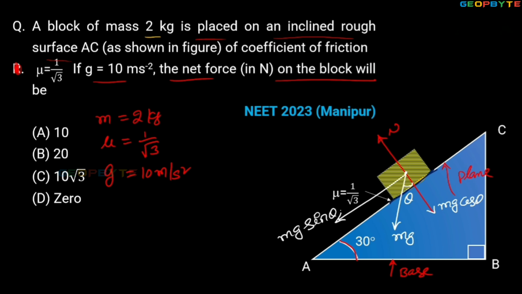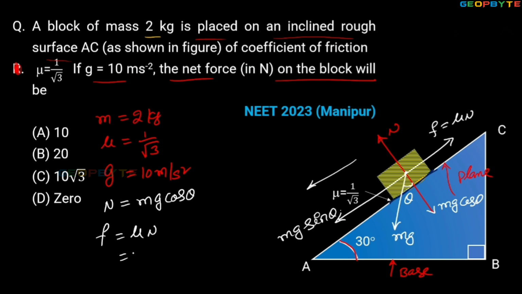It is asking the net force acting on the block. Since the block is moving in this particular direction, the frictional force is acting in this direction. That frictional force is equal to mu times N. But look at the diagram. The normal reaction N must be balanced by mg cos theta. They are in the same line but in opposite directions. That's why N must be equal to mg cos theta. Then frictional force F equals mu N, which is equal to mu mg cos theta.